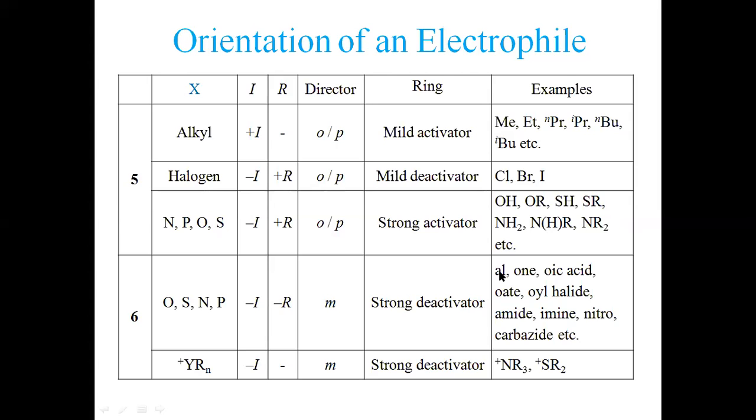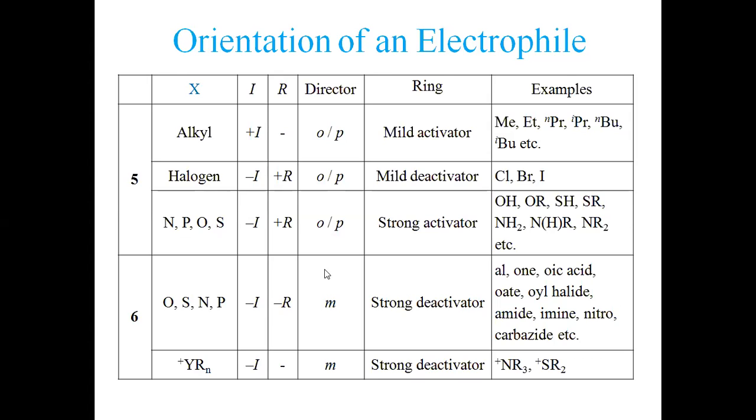It can be aldehyde, ketone, carboxylic acid, ester, acid halide, acid amide, imine, nitro, carbazide, semicarbazide, etc. All such functional groups it may be, right? Another category: let's say we have a Y group attached and R number of alkyl groups attached with this. So it is positively charged already. The heteroatom is positively charged, so it has no resonance effect because it has no non-bonding electron pair present.